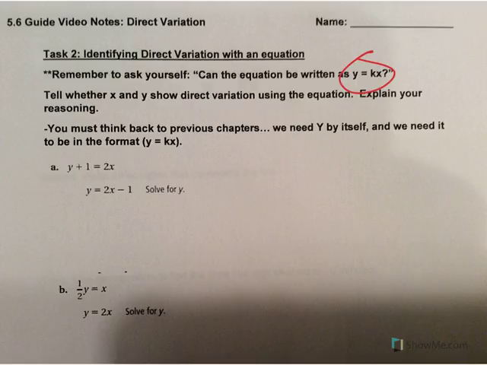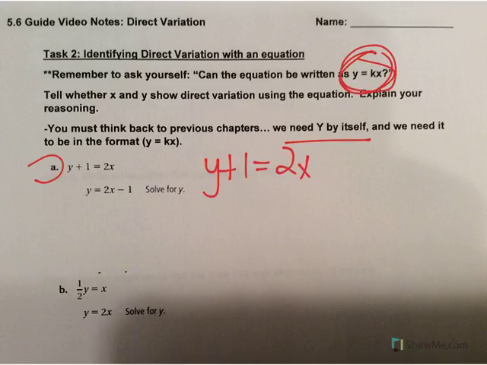So again, thinking back to previous chapters, so just solving equations, you want to get y by itself. So a is done for you, but we'll look at the steps to make that happen. Y plus 1 equals 2x. So right now it is not in y equals kx form. The y is not all by itself. So we want to get y all by itself. For that to happen, we need to get rid of plus 1. So we subtract 1 from both sides, and we would get y equals 2x minus 1.